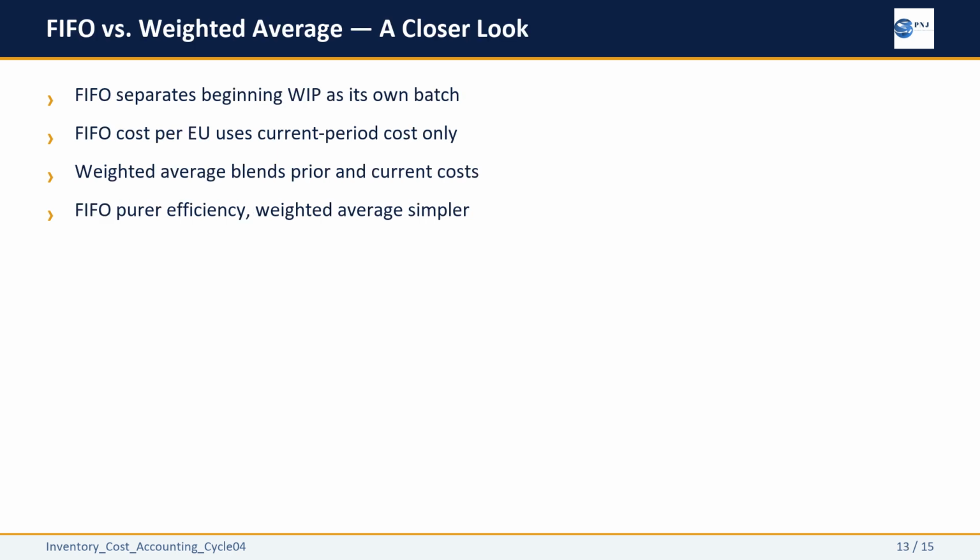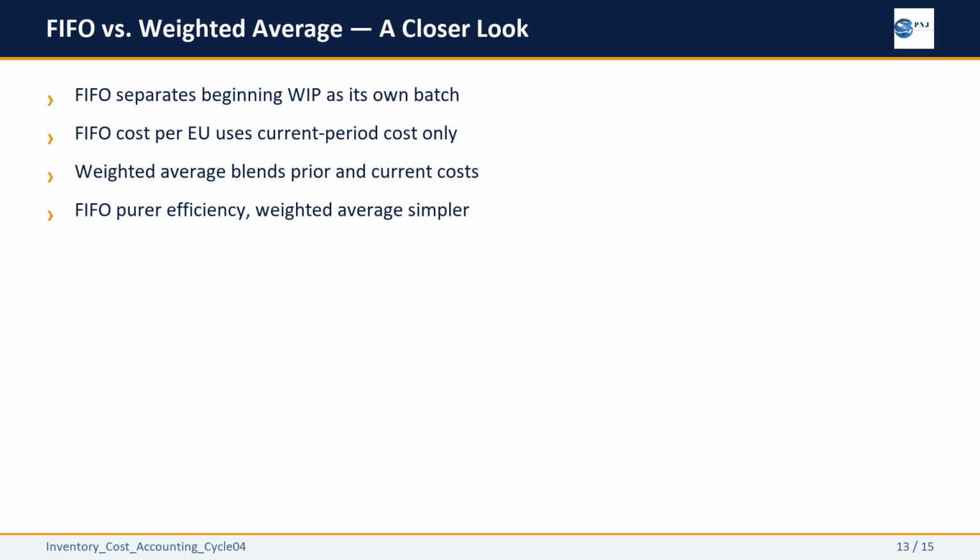Since process costing leans so heavily on these two methods, let us be precise about the difference. FIFO process costing treats beginning work in process as a separate batch. Its cost per equivalent unit uses only current period cost divided by the equivalent units of current period work. That gives you a pure measure of this period's efficiency, which is exactly what you want when you are hunting for variances.